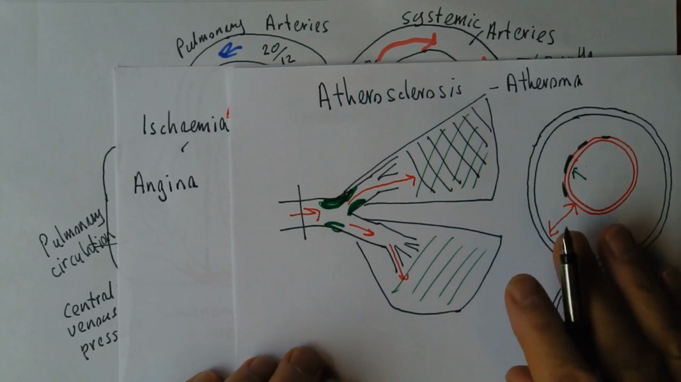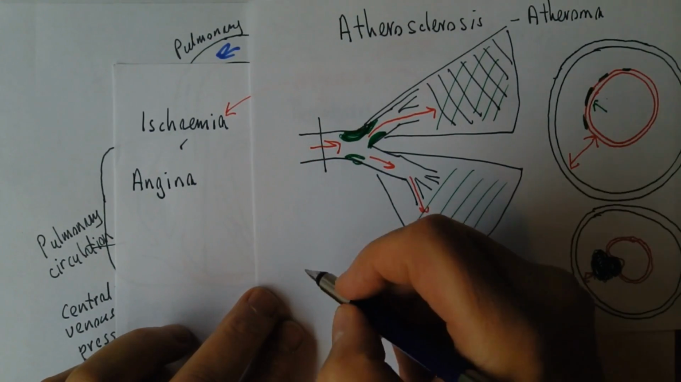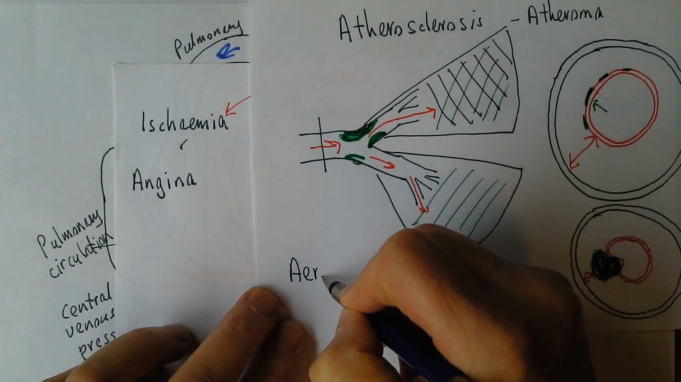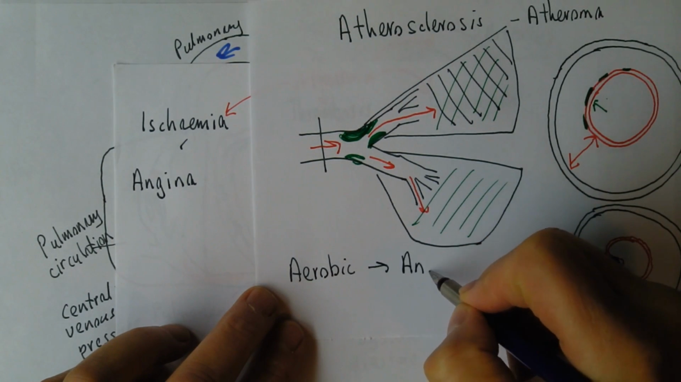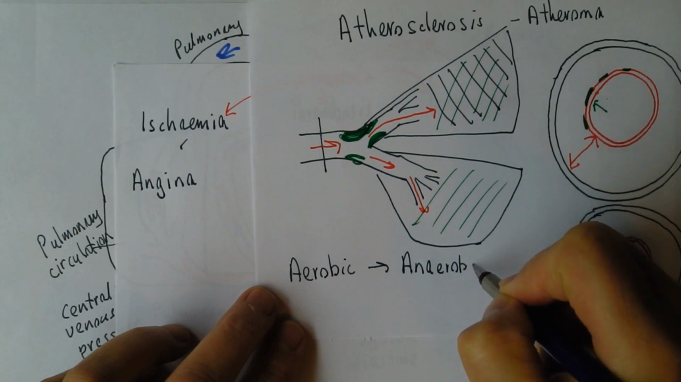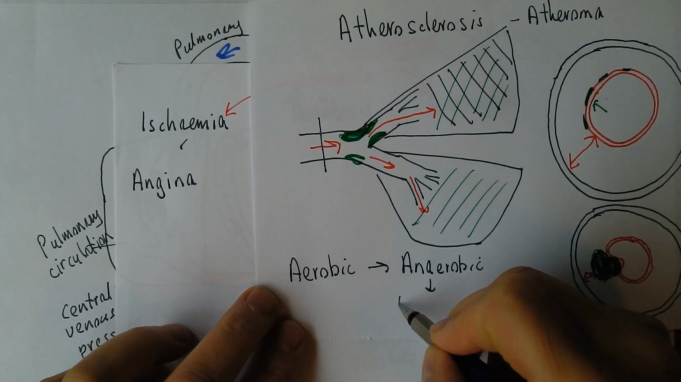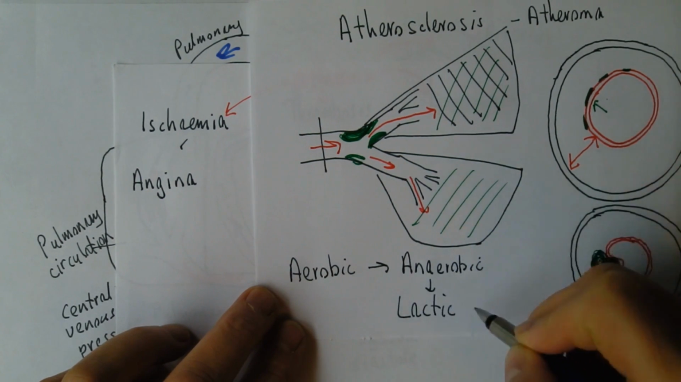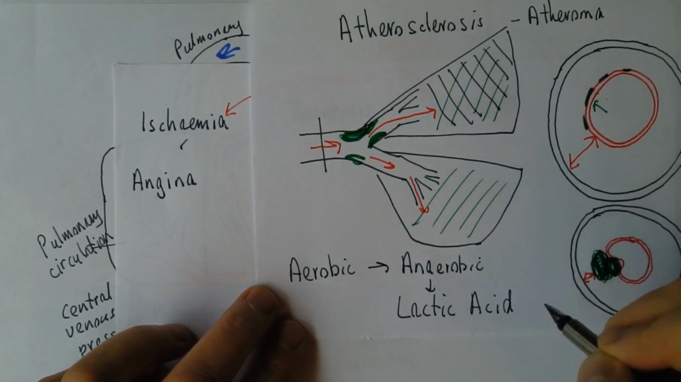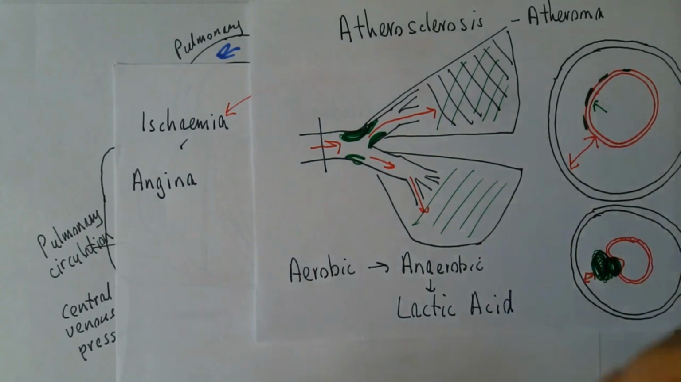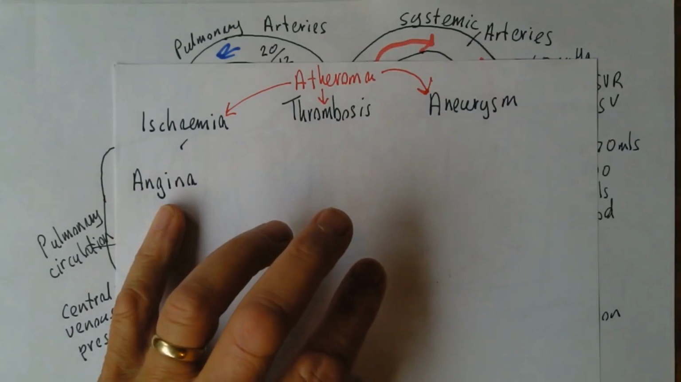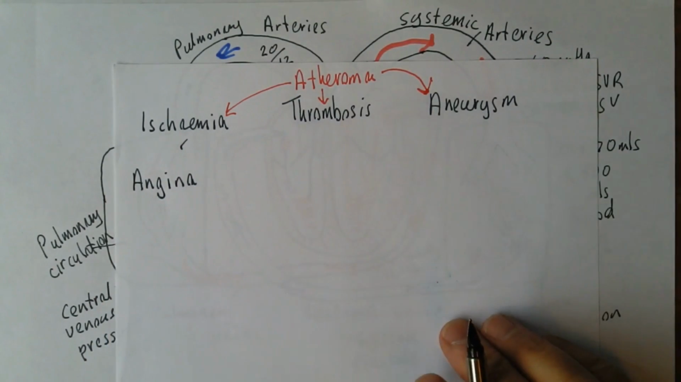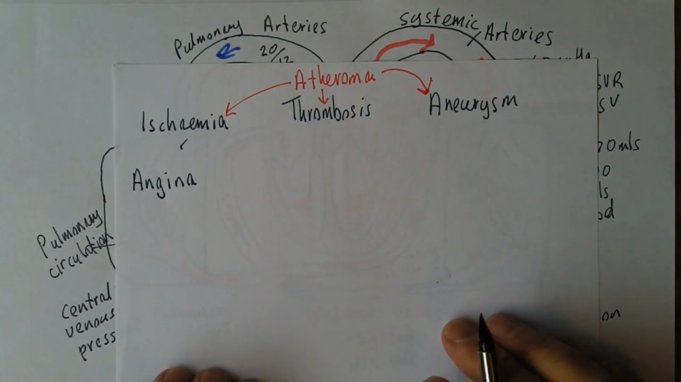And this means the metabolism will change. And it changes from aerobic with oxygen to anaerobic with the production of lactic acid. And we believe that's what causes the pain, the accumulation of lactic acid in the myocardium. So angina, very often angina of effort, the pain comes on when the patient is exercising.